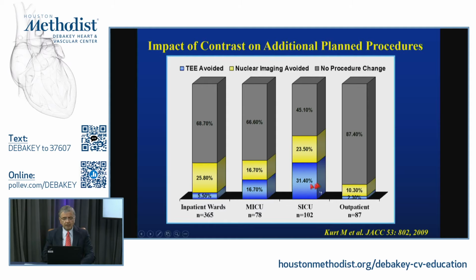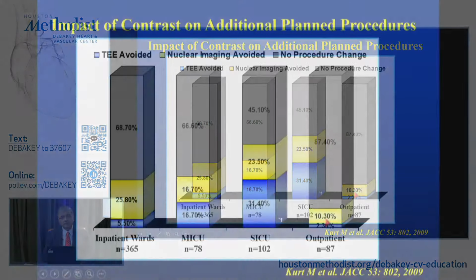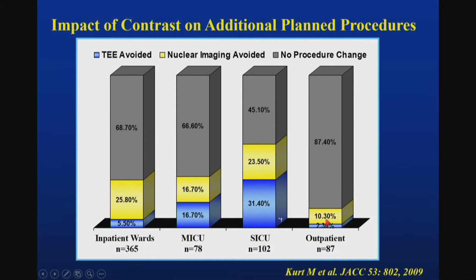The most impact was in the intensive care units. This is the surgical intensive care unit where TEE was avoided in about a third of the cases, as was nuclear imaging, to assess ventricular function. So the vast majority, about 60%, had a lot of impact. A little less in the medical intensive care unit, a little less still, about 30% or so in the inpatient ward, and the outpatient the least, because we know these are ambulatory, not instrumented, healthier individuals.